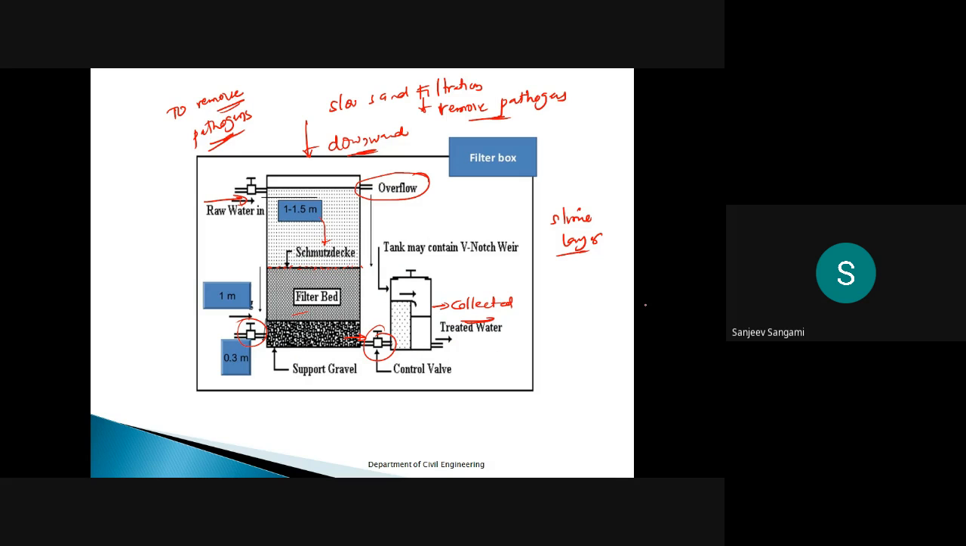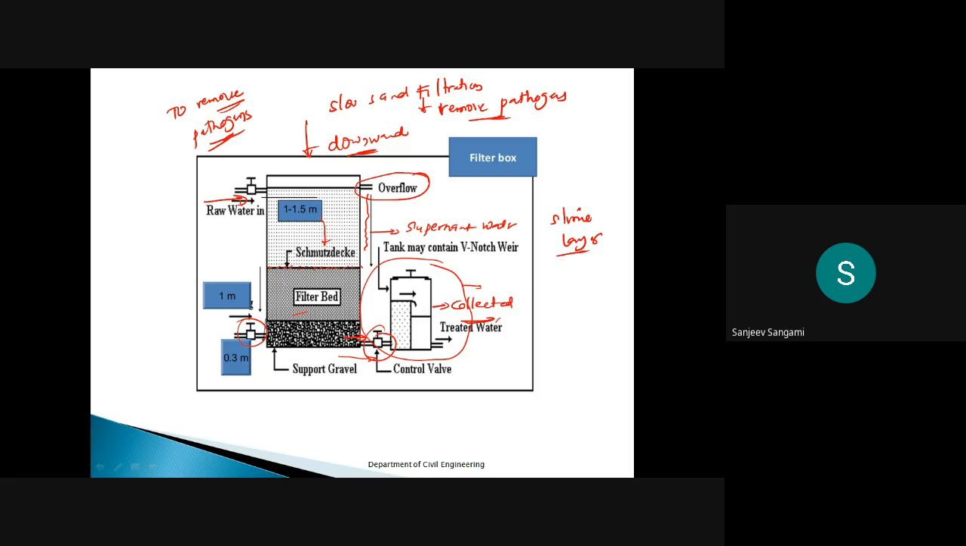So here you can see all the components. Normally this portion can be called the supernatant water, and whichever water comes out after the filtration process is nothing but the under drainage system. For example, if this connection is there, this is also a part of the under drainage system.